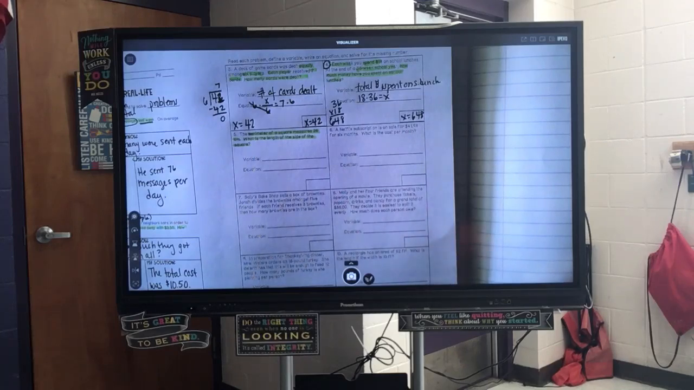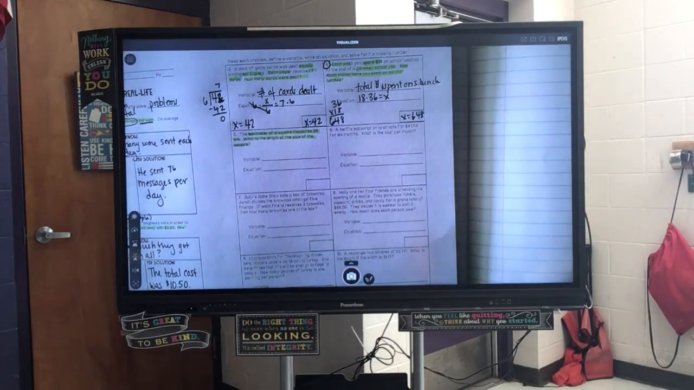Alright, let's have a seat. It says the perimeter of a square measures 26 centimeters. Stop right there. Perimeter of a square. What does that mean? Jonathan? 4 sides. Are all the sides equal?